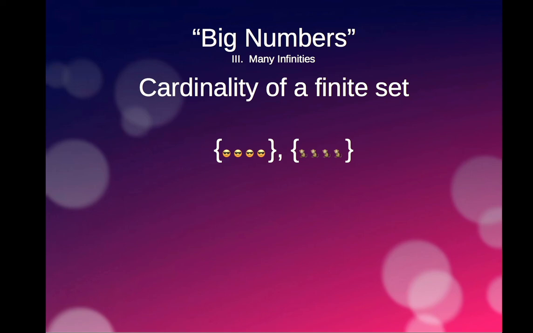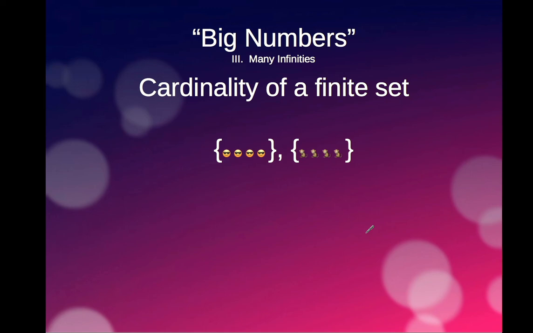So I have two sets here. You've already probably guessed, right? Four smiley faces and 4 monkeys. And the cardinality of both of these sets is 4, because we have 4 smiley faces and 4 monkeys. So the cardinality of a finite set is just how many elements are there. And each little monkey is called an element. So there are 4 elements in this set, 4 elements in this set. The cardinality of a finite set is just how many things are in it.